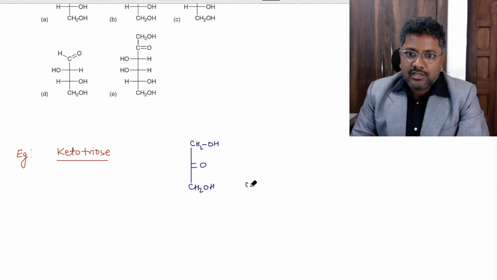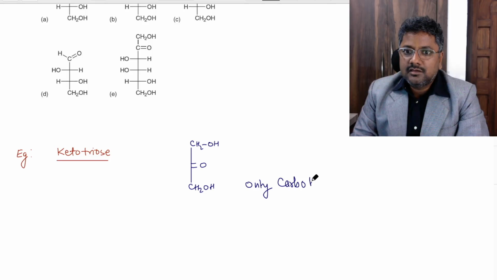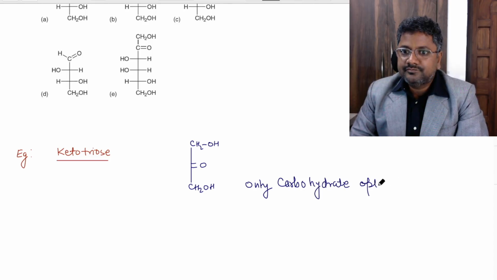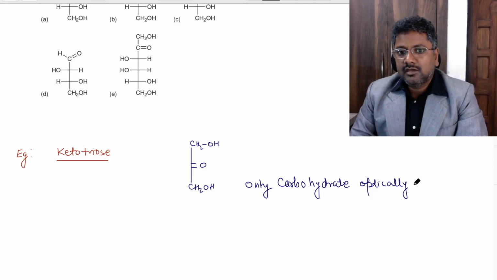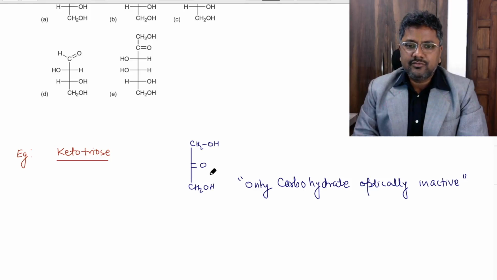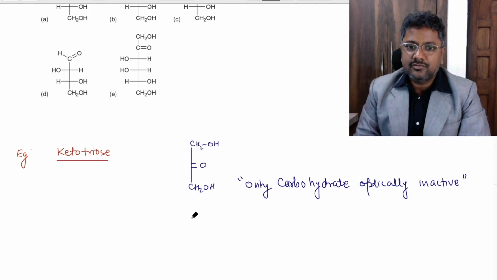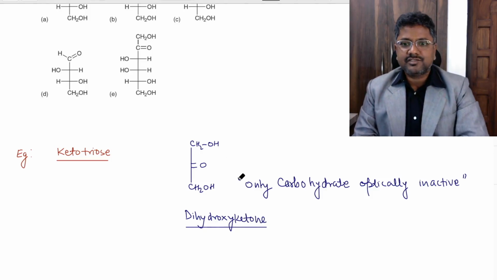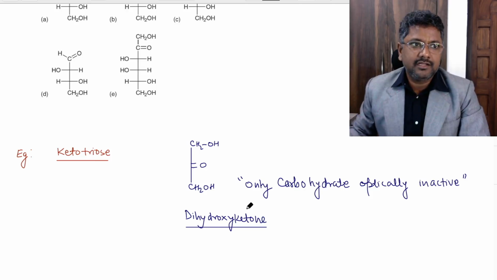So I think this is the only carbohydrate which is optically inactive, right? Ketotriose. And if you want to write the name, this is dihydroxyketone, right? So this is the simplest ketotriose and it is optically inactive.